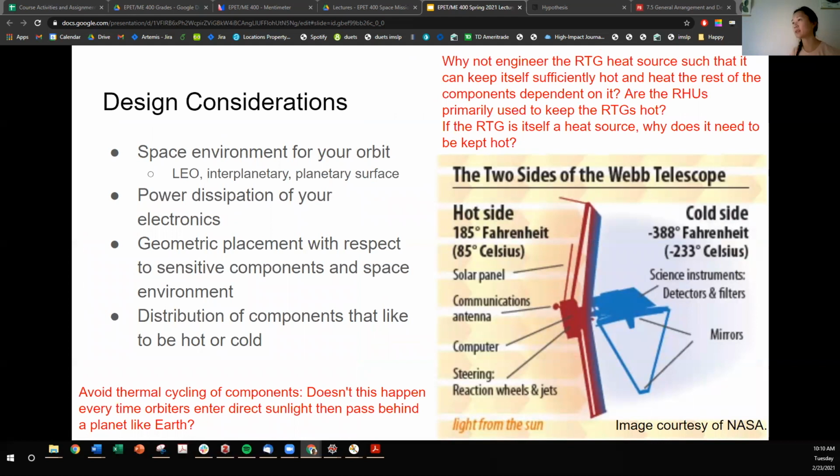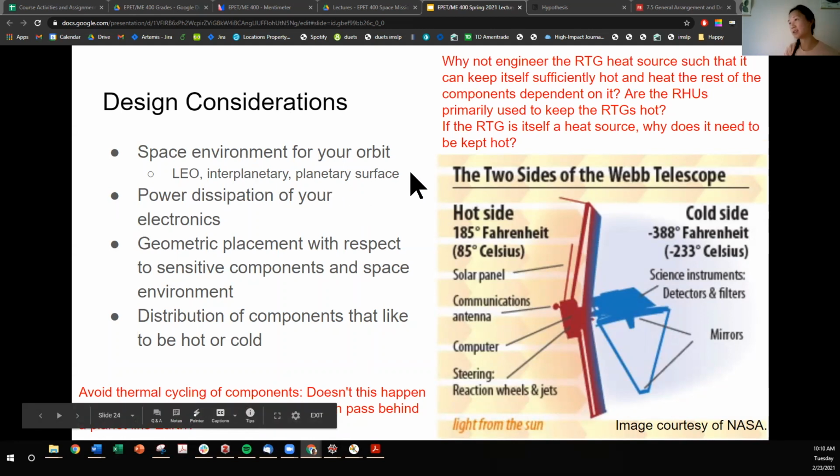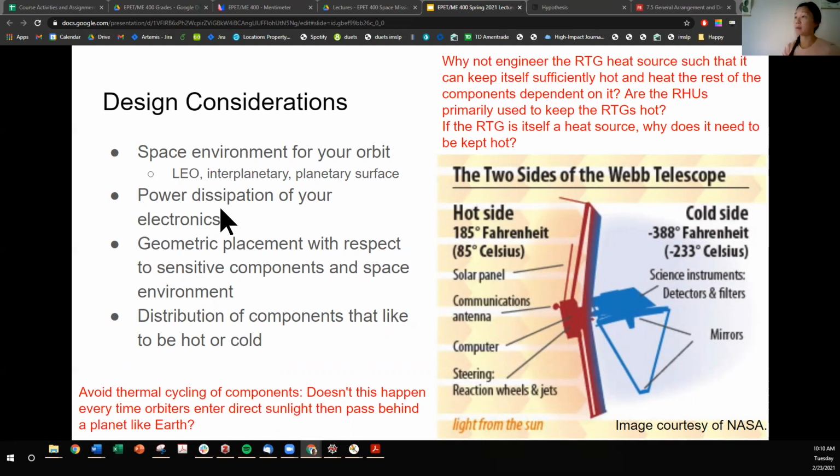Okay, design considerations. Yes, so we've talked about some of these already. What you can consider for your spacecraft design is the environment that it will see for the orbit that you chose for it. You can think about it in LEO. You can think about it in interplanetary and on planetary surfaces, for example. You should also think about the power dissipation from your electronics. You should think about geometric placement with respect to sensitive components in space environment. And you should think about how you distribute components that like to be hot or cold.